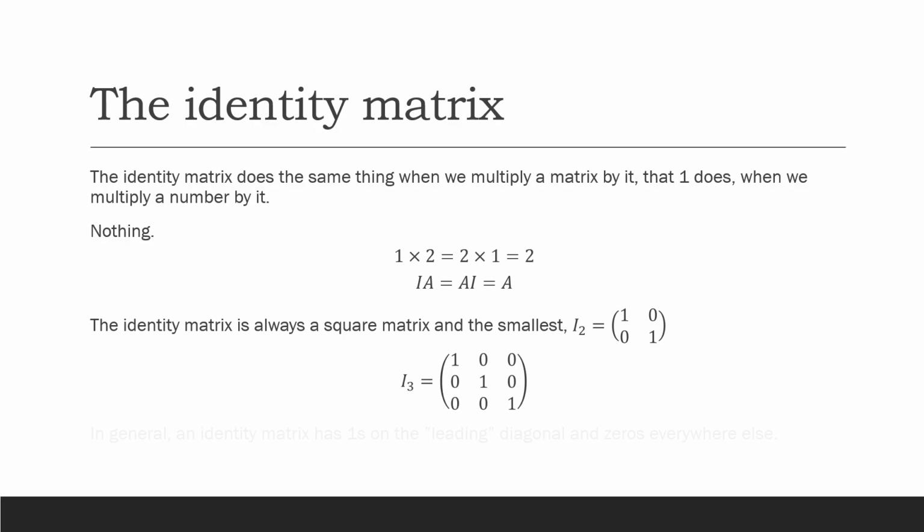And that's true for any size matrix. 4 by 4 would look the same. It's just got 4 rows, 4 columns, and ones going down the leading diagonal.